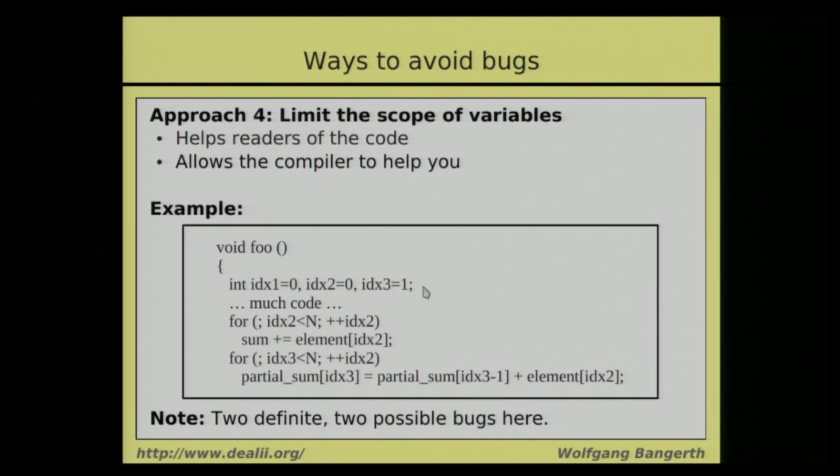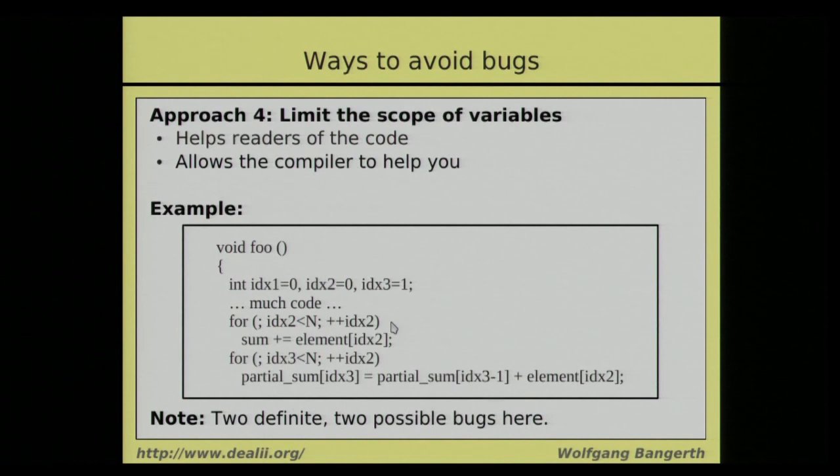Let's say, for example, I have a function where I need 3 indices, idx1, idx2, idx3, and then I use them further down the line here. There are 2 bugs in this thing. The first thing is, well, I'm trying to compute a sum over all the elements of a vector.